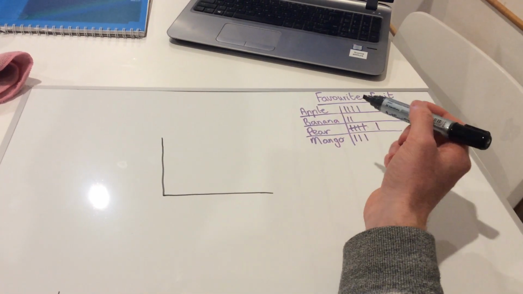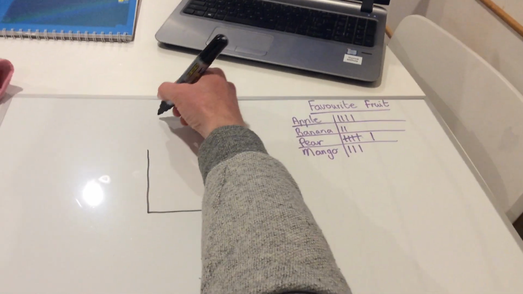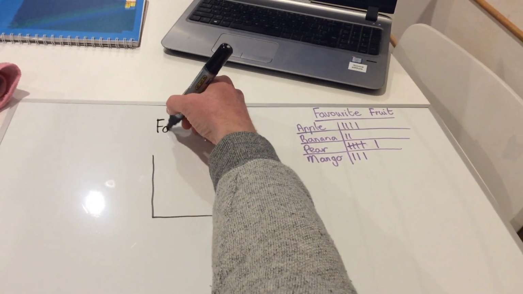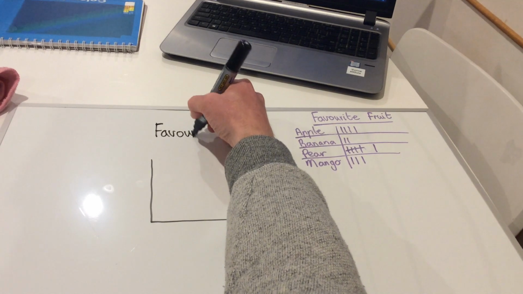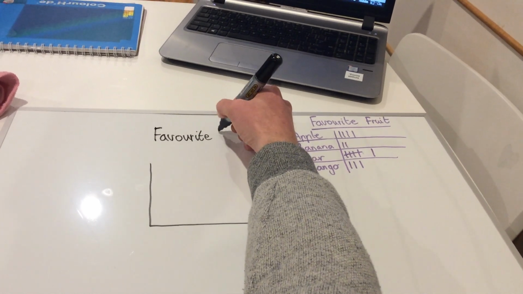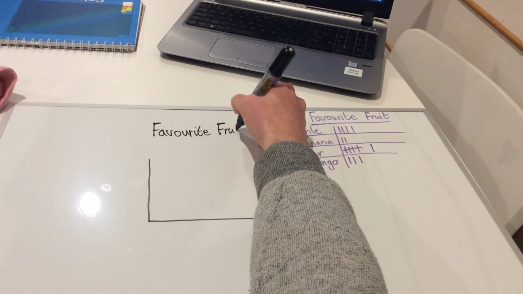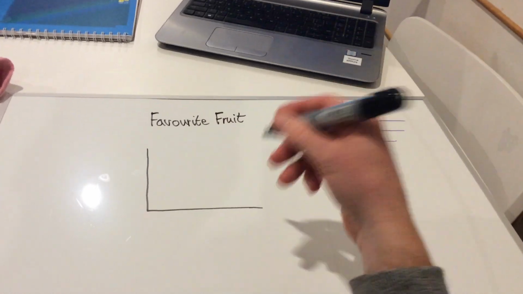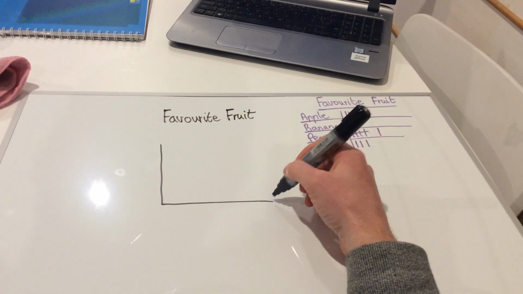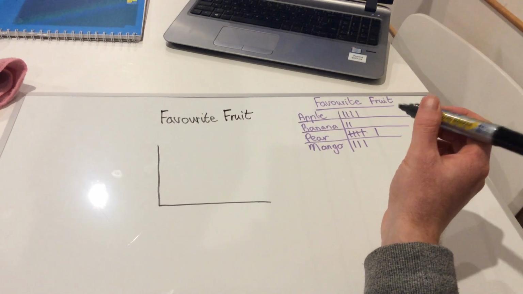Next one, I'm going to write a title. So today's title, it's favourite fruit. Alright. Favourite fruit. We could say 2SE's favourite fruit or Year 2's favourite fruit, depending on what the data you've gathered.